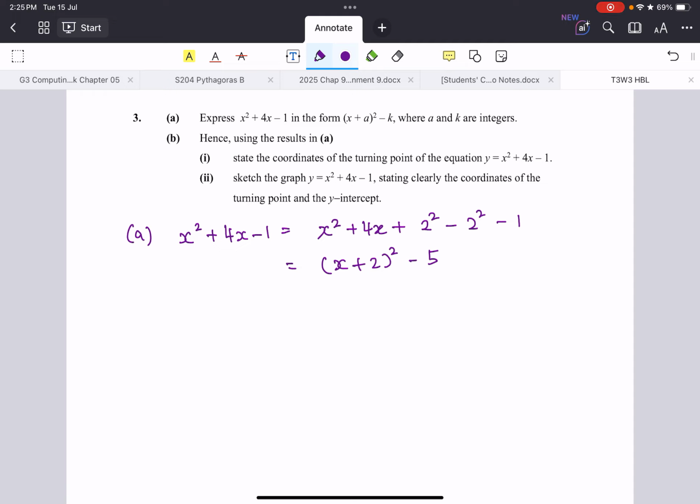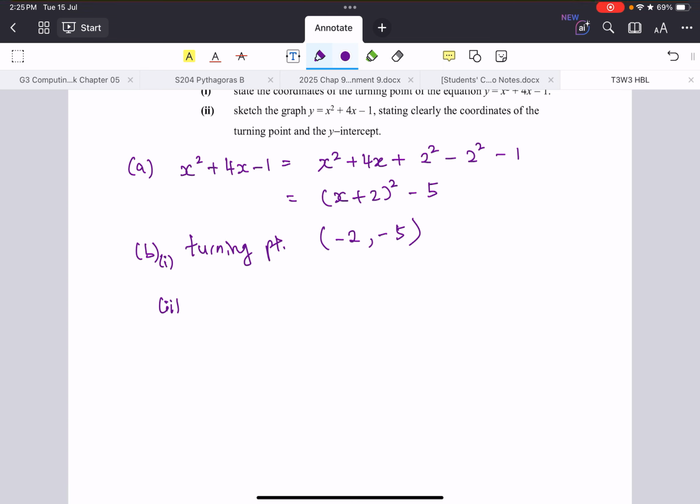Success, right? Okay, hence using the result, we want to state the coordinates of the turning point. So the turning point will be (-2, -5). We got this, right? And finally, this part 1. Part 2, we want to sketch it, so we can do that.